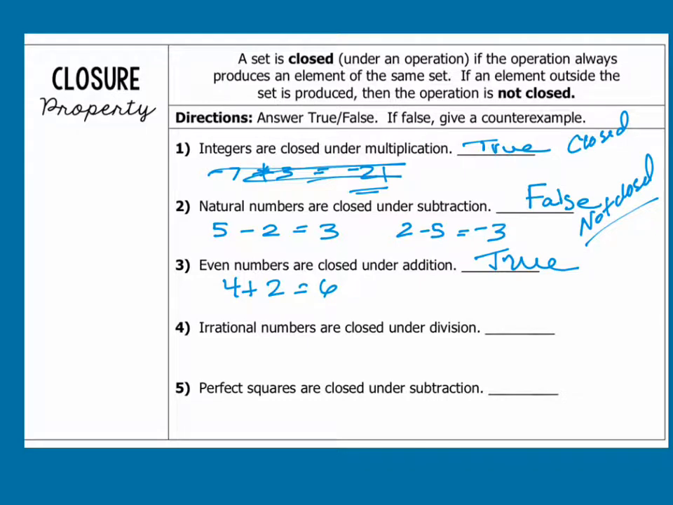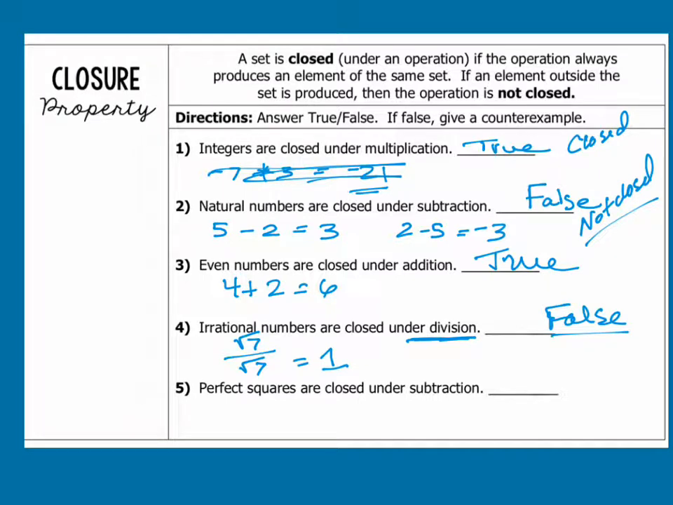Hope you understand this. Irrational numbers are closed under division. So if I take two irrational numbers and divide them, do I always get another irrational number? I can think of a counterexample. I can say the square root of 7 over the square root of 7. Does that give me an irrational number? No, that gives me 1. So this would be false because I could think of a counterexample.